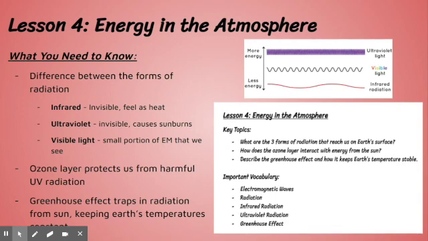What you absolutely need to know for this lesson is the differences between the different forms of radiation that we talked about that reach us on Earth. The 3 forms of radiation that interact with us consistently here at Earth's surface are infrared radiation, ultraviolet, and visible light. Infrared radiation is invisible, and we feel it as heat.